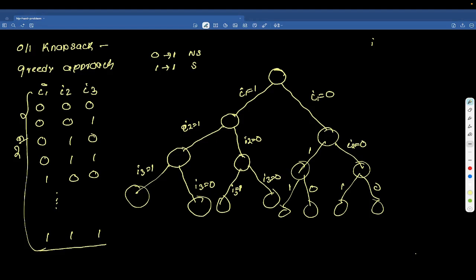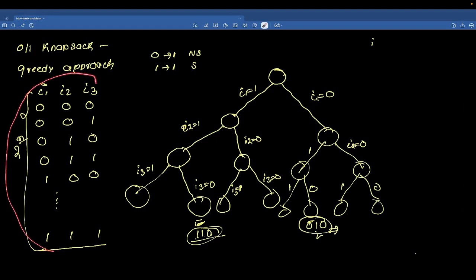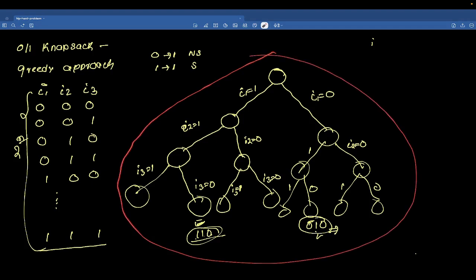So if we look at any one of the solutions here, this solution has the value 110. Then at any other random point where we can see the solution, it is 0, 1, 0. This solution indicates that item 2 is selected, and 1 and 3 are not selected. We can also find the profit earned from this solution. This is the greedy solution for the 0/1 knapsack problem, and this is the state space tree for the given problem.